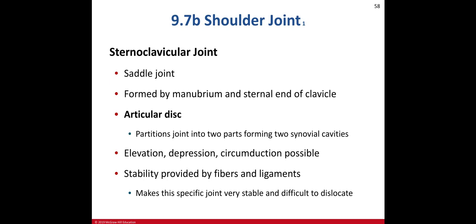That is your sternoclavicular joint. It's a saddle joint. It's formed by your manubrium and the sternal end of your clavicle. So, the front part of your clavicle. And it has this articular disc that partitions into two parts, forming two synovial cavities. How can you move this joint? Well, you can elevate, depress, and circumduct.